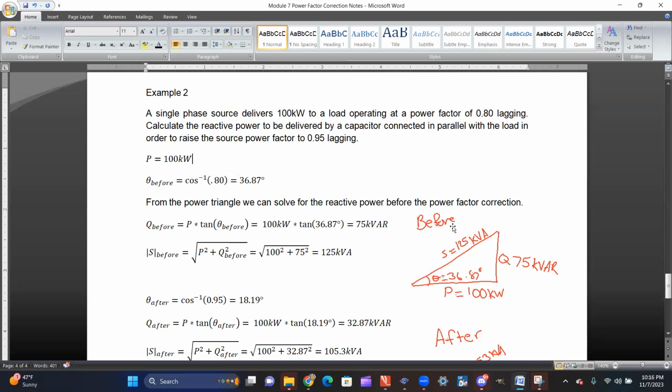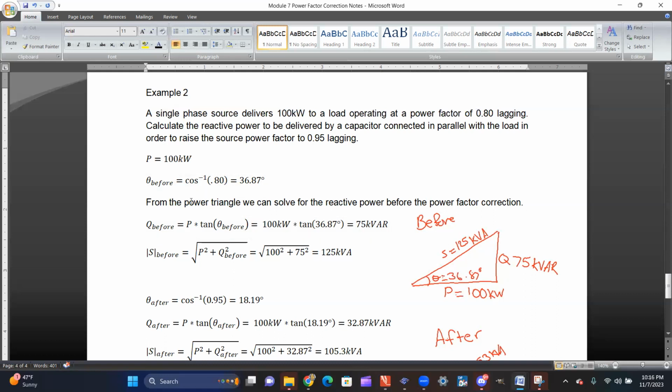So we got P equals 100 kilowatts. I wrote it right here. This is my power factor before, and the angle is 36.87. So we're going to solve for the other quantities, the apparent power and the reactive power over here.